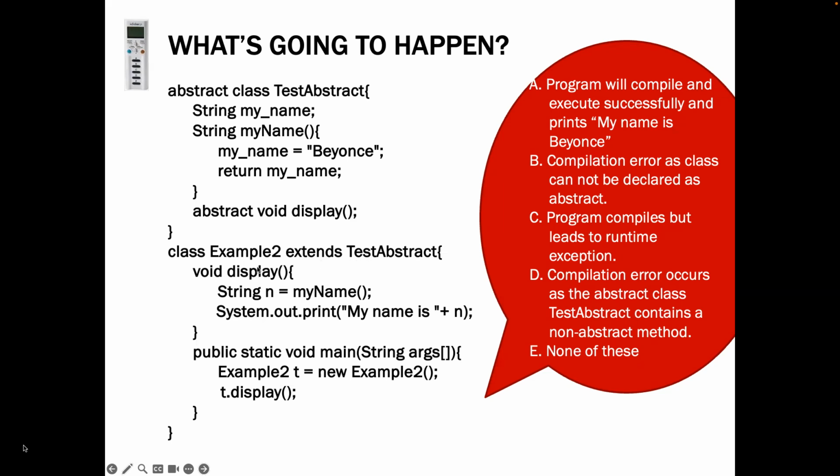That looks good. So example 2 here extends test abstract, but it fulfills all of the promises that test abstract made, the promises being the functions that are labeled as abstract. They're labeled abstract here, but not labeled abstract here. So that looks pretty well formed.